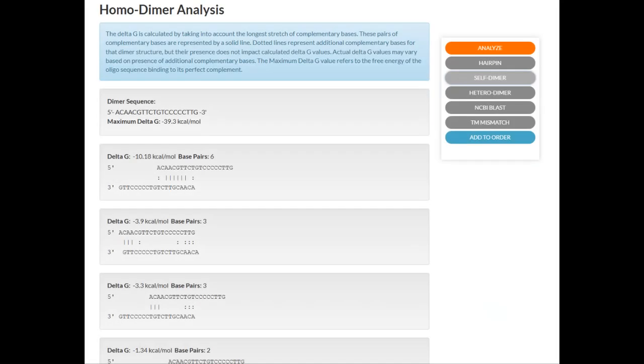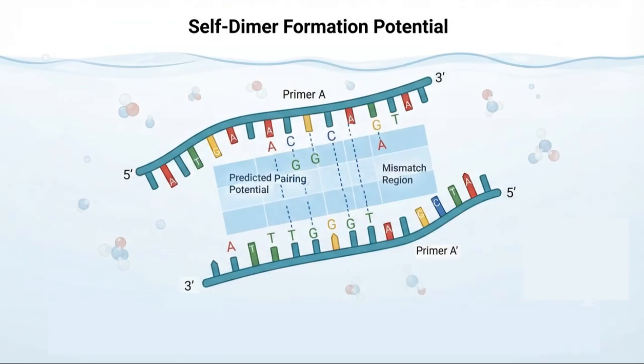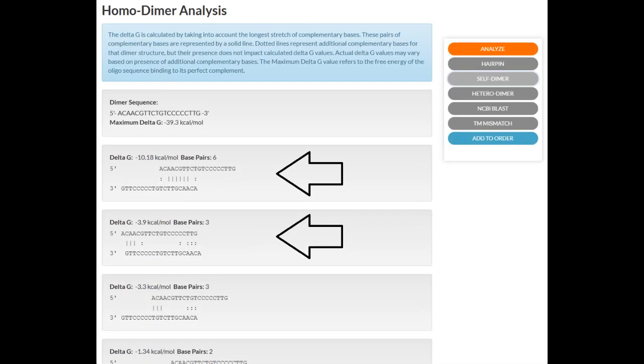Now click Self-Dimer. This predicts whether 2 copies of the same primer can bind to each other. At first glance, these diagrams may look confusing. Ignore most of the alignment.